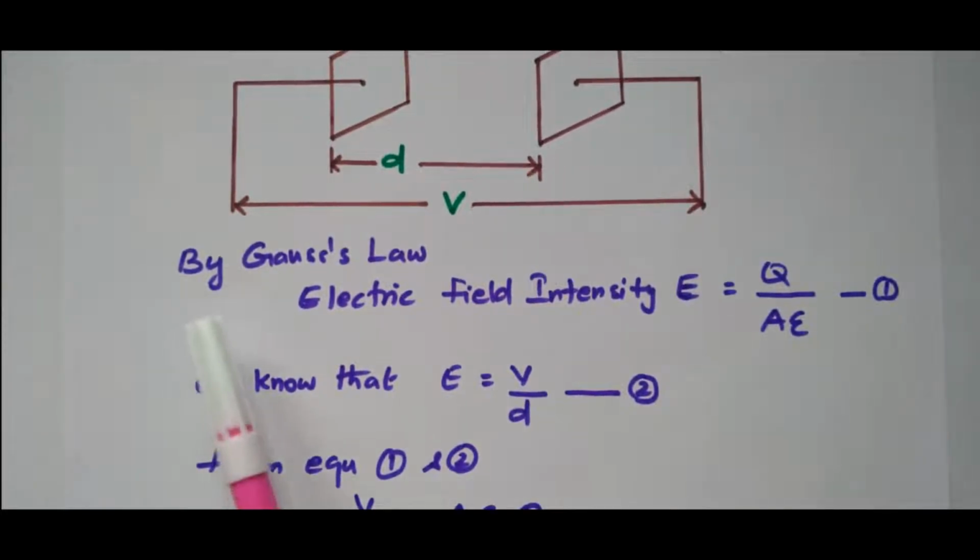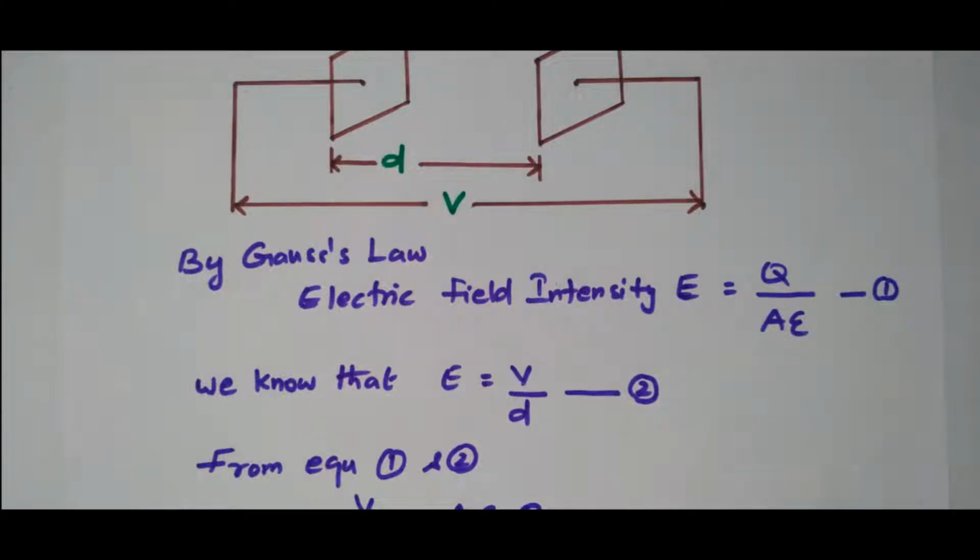Based on Gauss law, the electric field intensity is given as E equal to Q divided by A epsilon. That is Q divided by 4 pi epsilon r square. That 4 pi r square is taken as A, so that it is Q divided by A epsilon. Take this as equation number 1. And also in general, the electric field intensity is given as V divided by D, potential divided by distance. Take this as equation number 2.